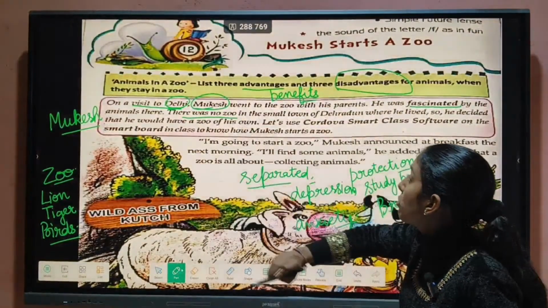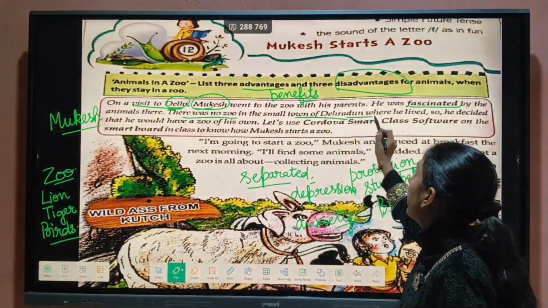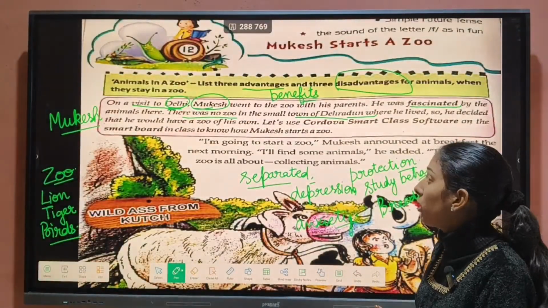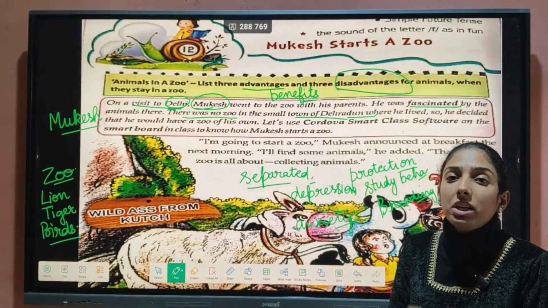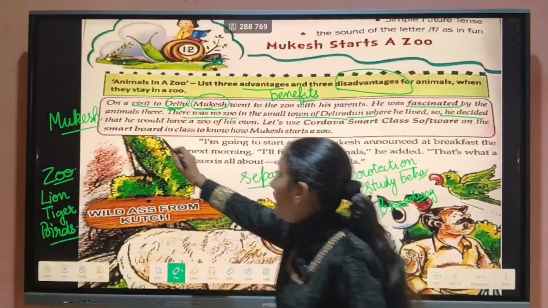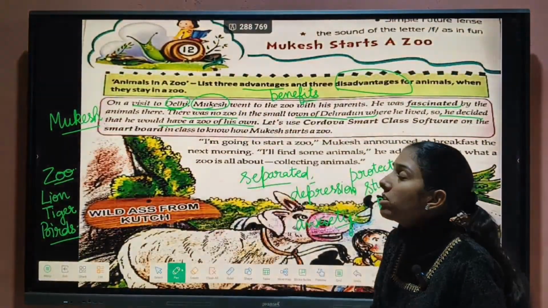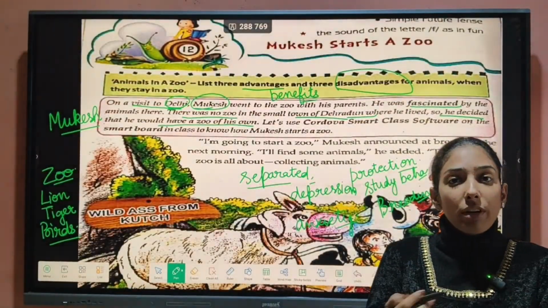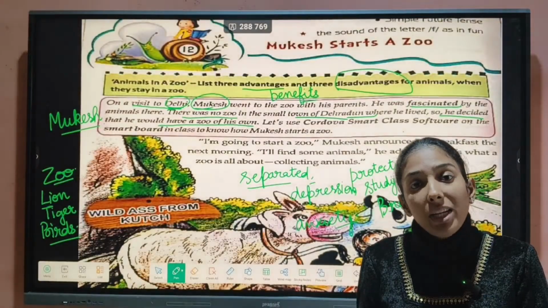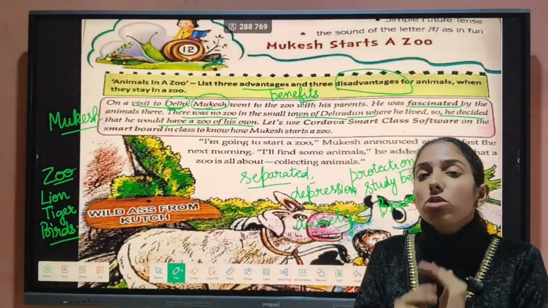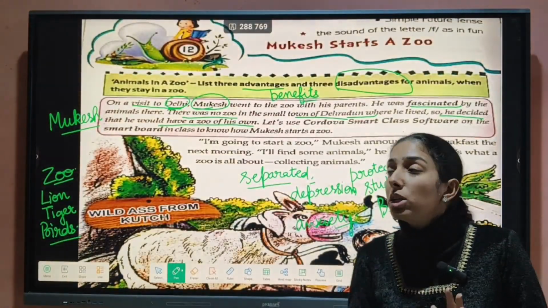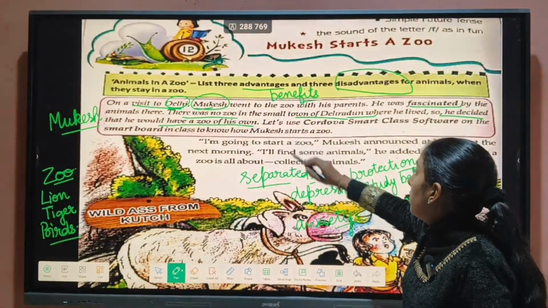There was no zoo in the small town of Dehradun. He lived in a small town of Dehradun and there was no zoo in his small town. So he decided that he would have a zoo of his own. There he was feeling extremely happy. So he also decided that there is no zoo in our town, so I'll open a zoo.